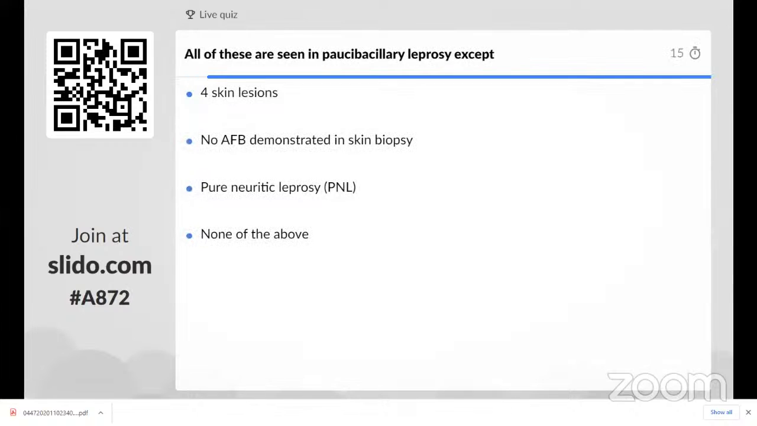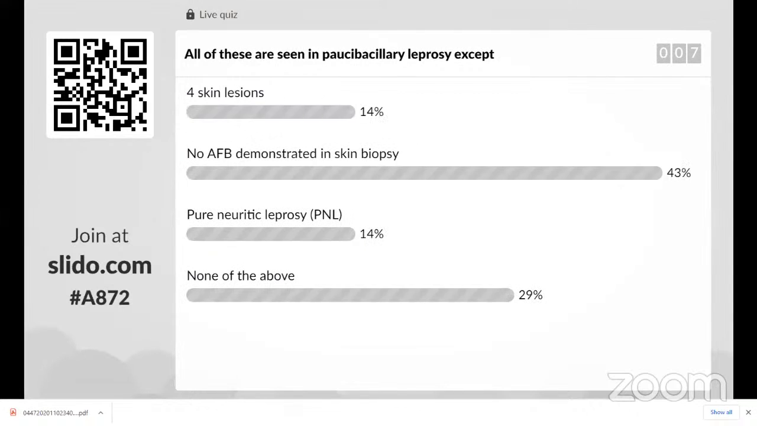Okay, so now we are talking about leprosy. All of the following are seen in paucibacillary leprosy except: four skin lesions, no AFB seen in the skin biopsy, pure neuritic leprosy or PNL, or none of the above. Again, a little tricky question. Which is not seen in paucibacillary leprosy?